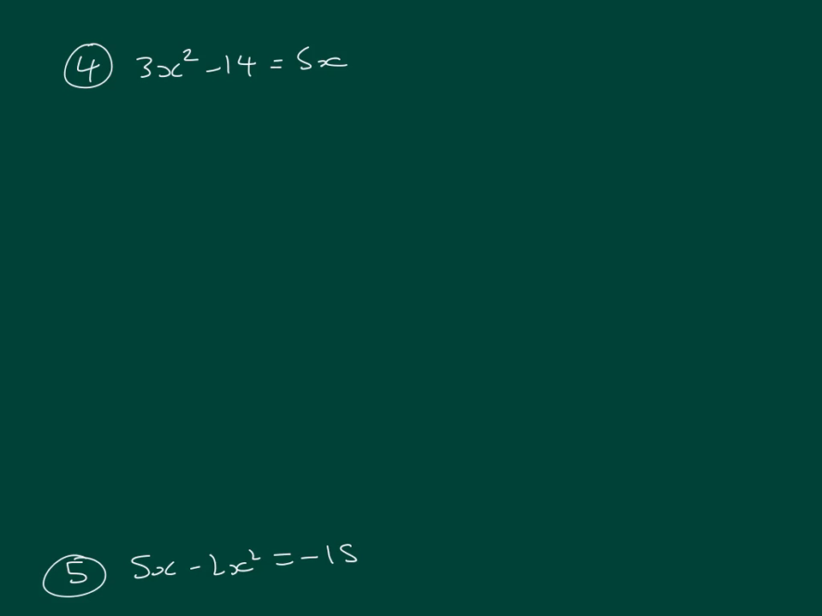So I'm going to bring this over to here. So we're going to subtract 5x from both sides. So we'll end up with 3x squared minus 5x minus 14 equals 0. Completing the square on these two terms, we're going to have quite a tricky one, it looks like here.